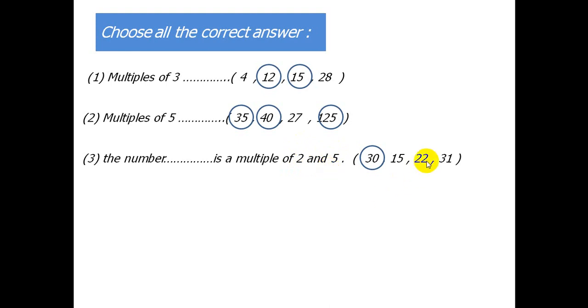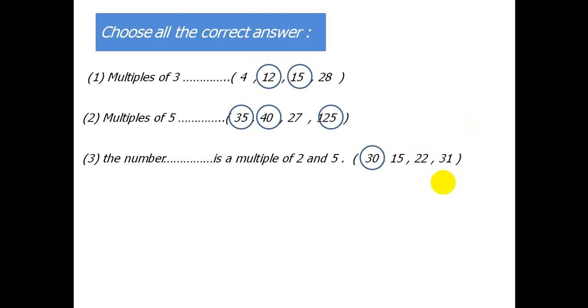Okay, does 22 have 0 or 5 under the units? No, so we can't take it. Leave it. What about 31? Is 31 even? No. Okay, does it have 0 or 5 under the unit? No, so it's wrong. This is the first way.